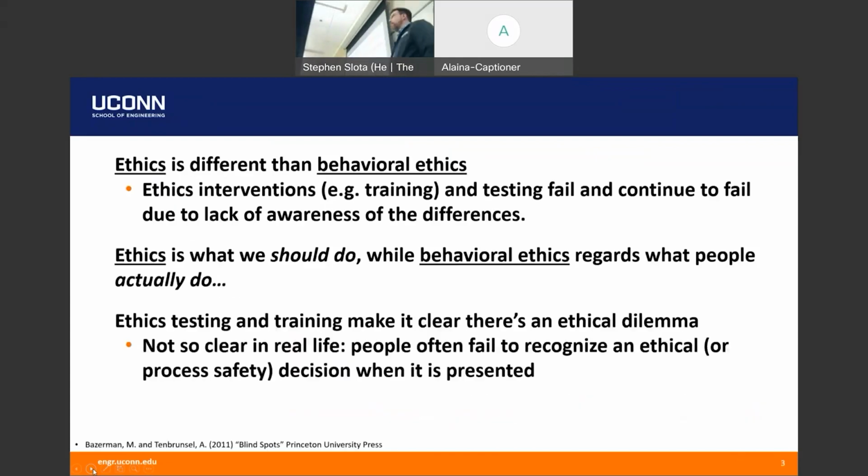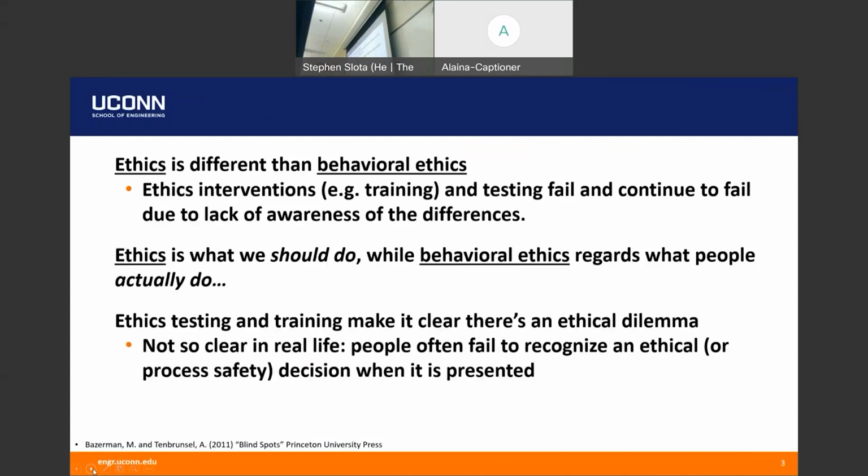This really comes down to thinking about how people make decisions. If you believe that process safety decision-making is adjacent to ethical decision-making, then you can think about ethics as being different from behavioral ethics. People have looked at ethical interventions in engineering situations for a long time, and they try to train them. What you see is that these things continue to fail.